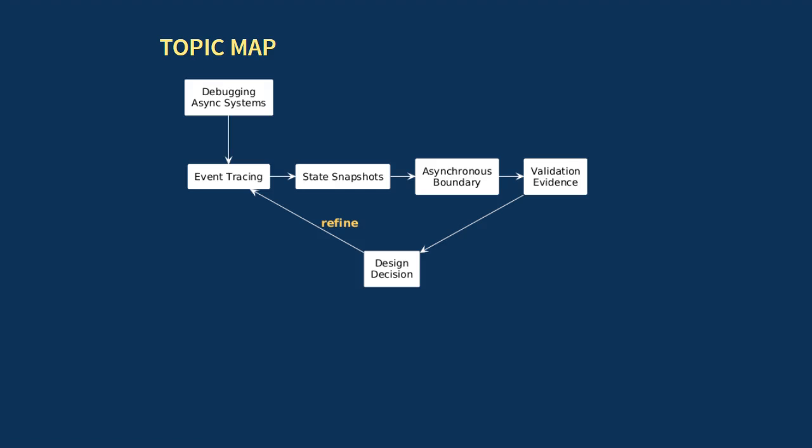Now that we have the premise, follow the loop. Trace the work, snapshot the state, cross the asynchronous boundary, and use evidence to make a design decision. Debugging is part of the design, not something you do after the fact. So the observation strategy is part of the architecture, not just a debugging aid. Exactly. If you cannot observe the relevant transition, you cannot defend the invariant later.